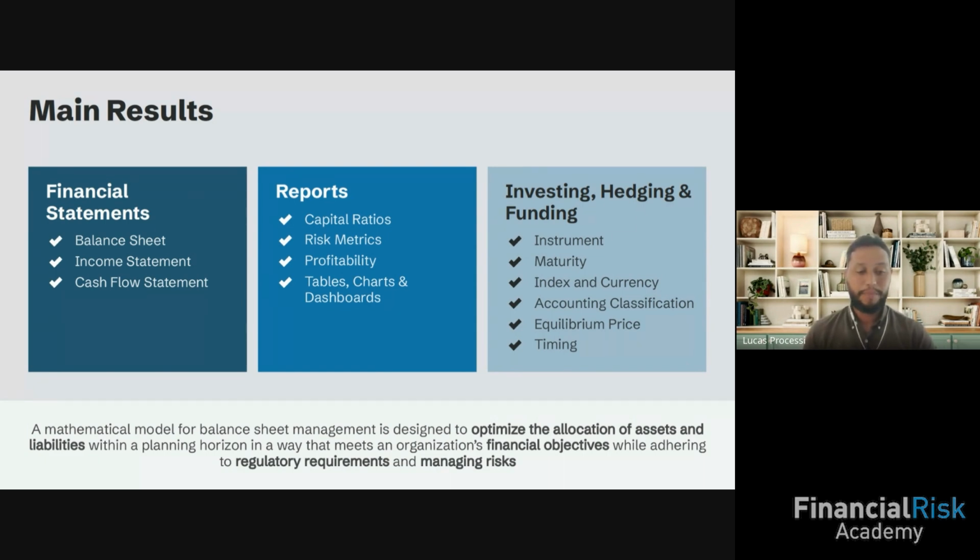And if we are talking about a multi-period model, which has multiple stages of decision, we also have to decide what is the timing to enter into that deal. So a mathematical model will optimize the allocation of assets and liabilities, always aiming at a financial objective, and also constrained by all the regulation and all the business rules that a financial institution is subject to.